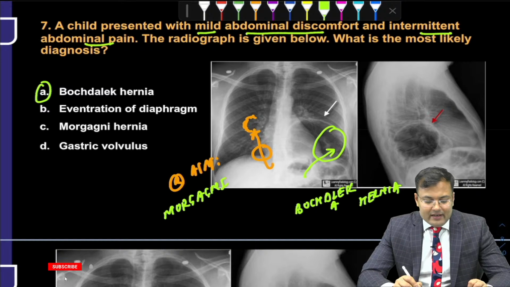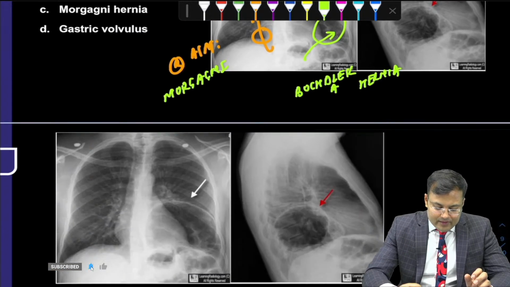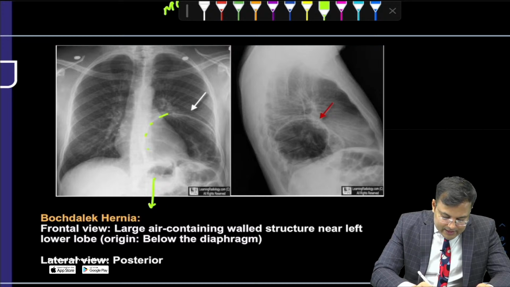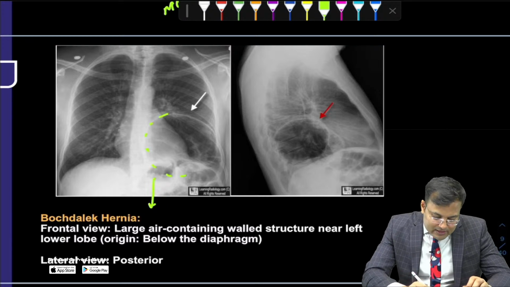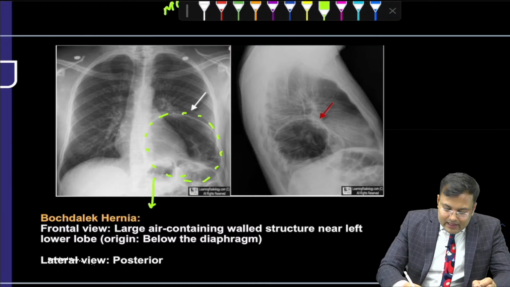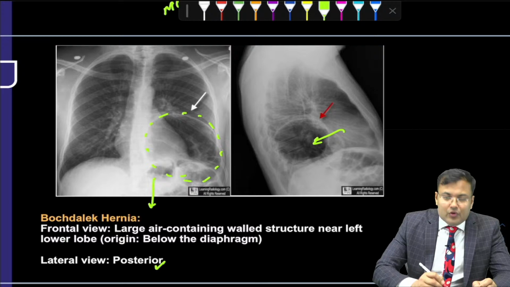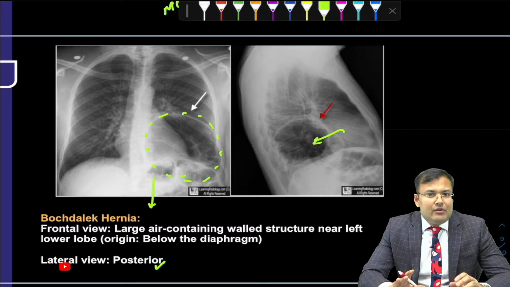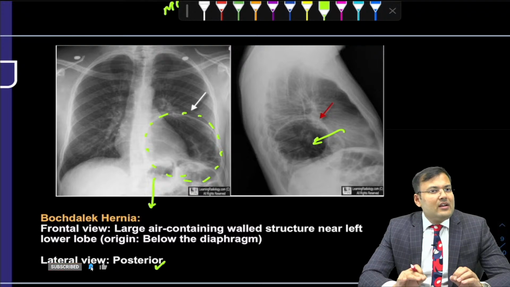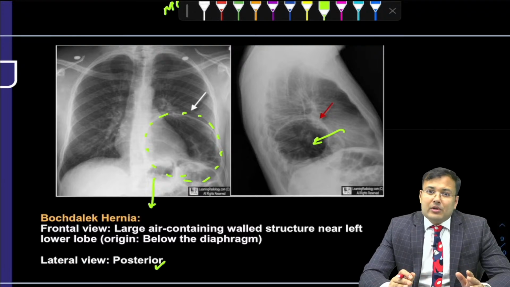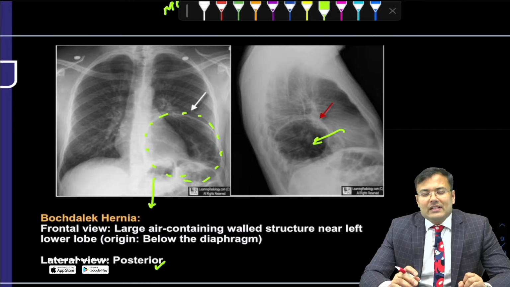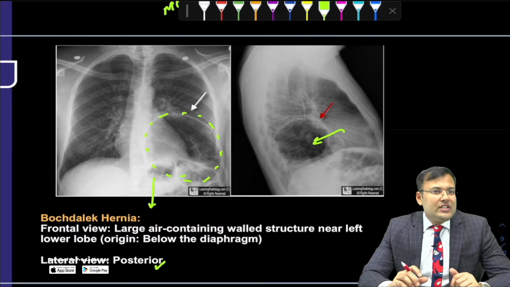A. Bochdalek hernia. Now see, in this image, in the frontal view, you can see there is a large air-containing walled structure near the left lower lobe. And in the lateral view, the location is posterior. Yes, Shoaib Khan wants to say that congenital diaphragmatic hernia is more common on the left side. Yes, most congenital diaphragmatic hernias are located on the left side.